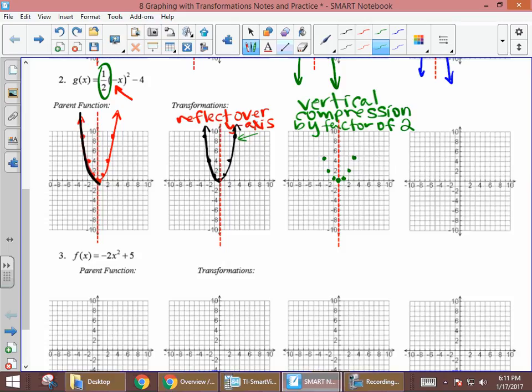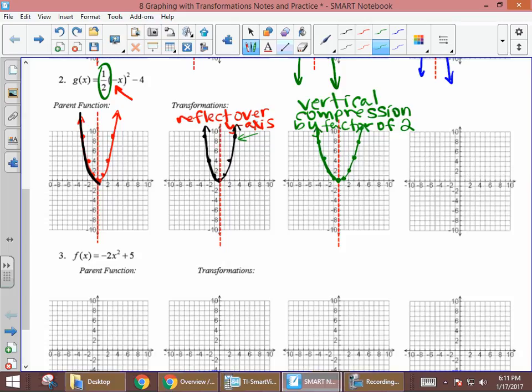And I might have enough room for the next, and I do, because 4 squared is 16. Half of that is 8. 5 squared is 25. Half of that is 12 and a half. That is off of the graph that we've been provided. So there is our picture.